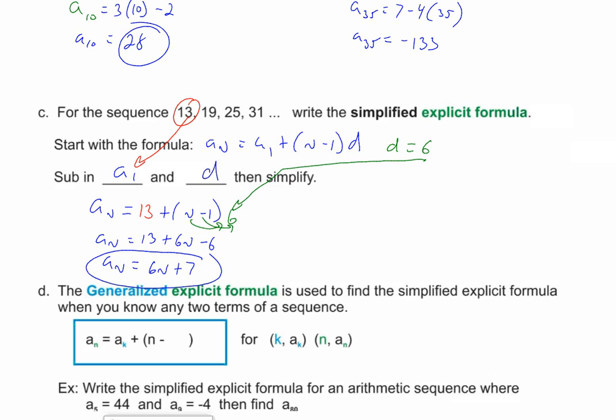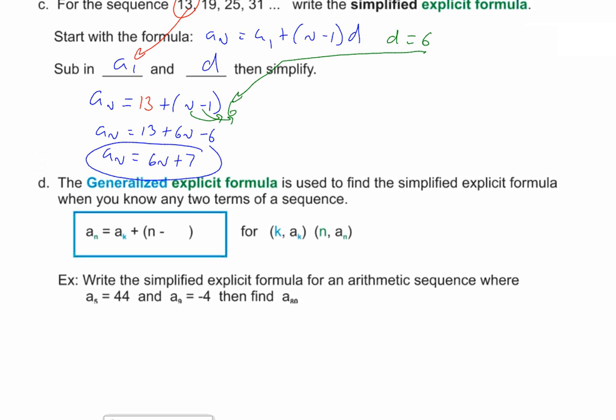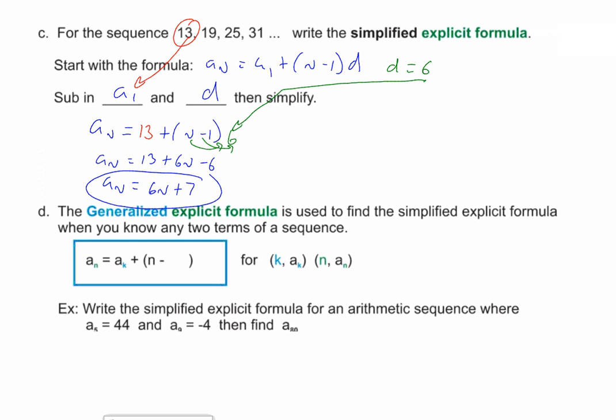D. Last thought here. This can be a little confusing, but it's not really that bad, so hang in there. All right, the generalized explicit formula is used to find the simplified explicit formula when you know any 2 terms of a sequence. For example, if they gave you the sequence from the beginning, you can do exactly what we just did for C and come up with the simplified explicit formula. And it's not too hard, it's pretty easy.